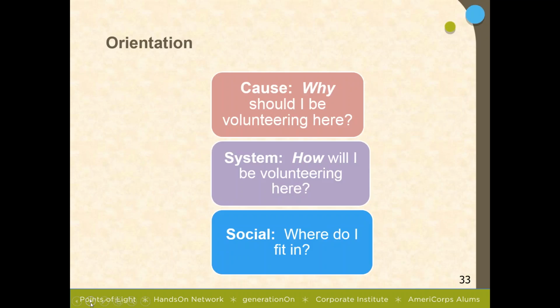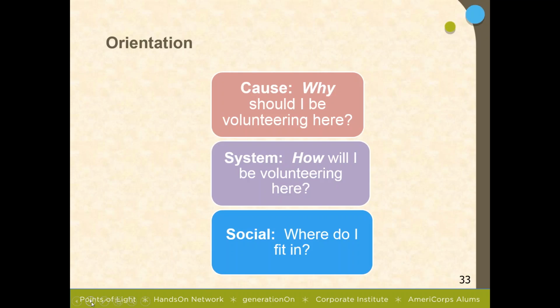And with orientations, if we really think about these three things, it can be very helpful as we think about orientating our volunteers to our different organizations, and specifically in extension. But why should I be here volunteering? And how will I be volunteering here, and where do I fit in socially as part of this organization? What is the difference that I'll be making, and what is my role going to be here? And in the big scheme of things, where is it that I really fit?